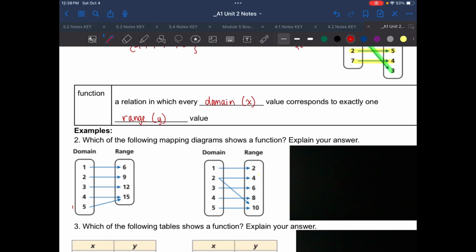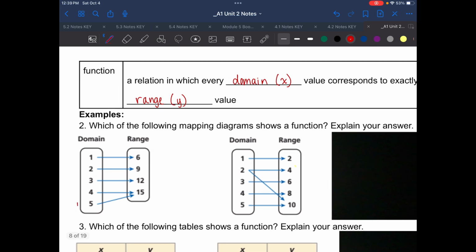We're going to do a couple examples of determining if relations are functions or not. We've got 2 maps here. Which of the following mapping diagrams shows a function, 1 or 2? I want you to pause and see if you can figure it out. All right, let's talk through it.